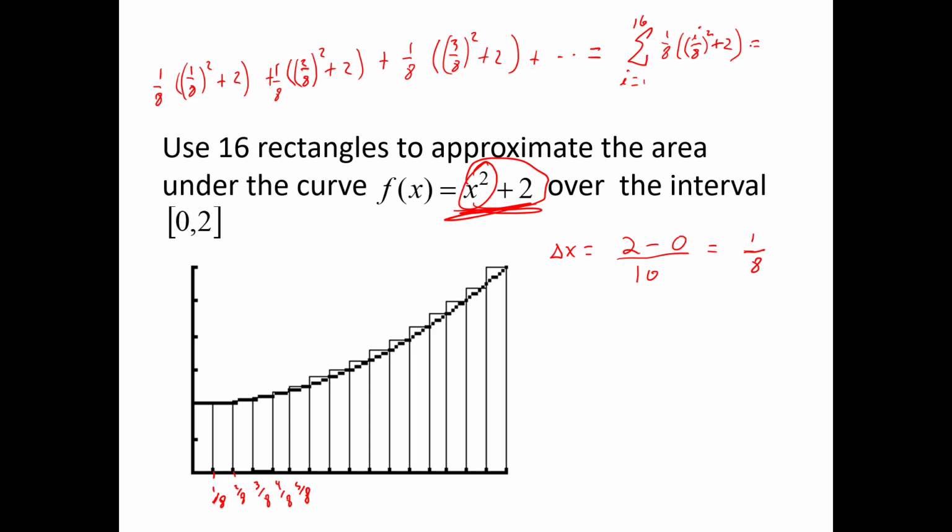Now if you wish, you can clean that up a little bit. So this becomes the summation from I equals 1 to 16 of 1/8 times I squared over 64 plus 2. And then I will post a video on how to punch this into your calculator so that you don't have to add this 16 times.